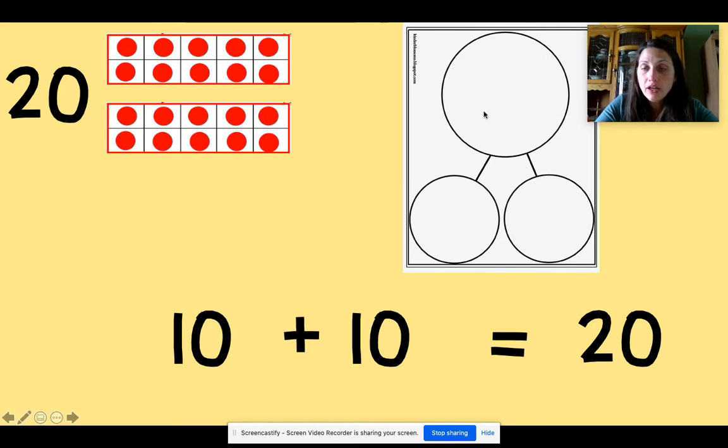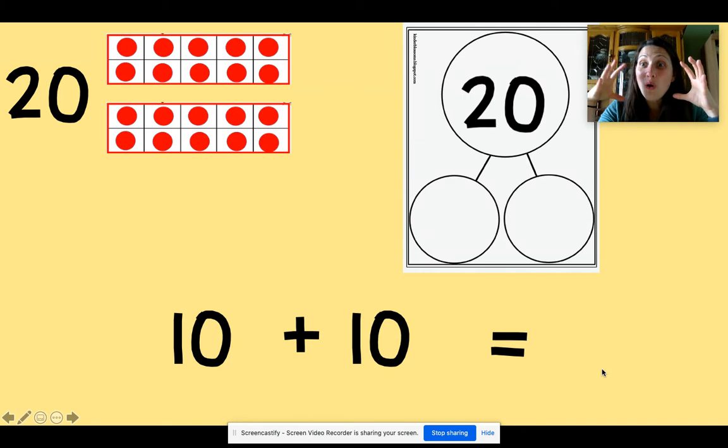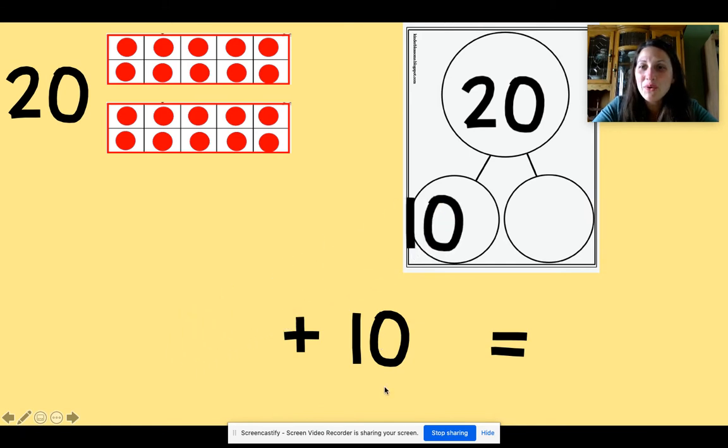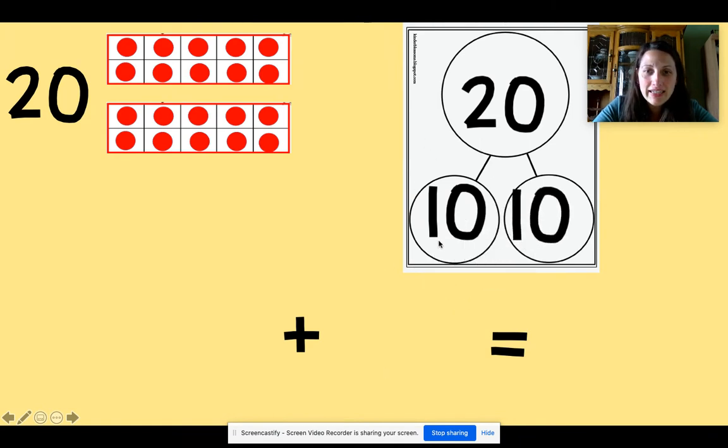Which number goes in the top circle, which is our whole number? It's 20. 20 is our whole number. And which 2 numbers are the parts? Well, we have a 10 and a 10, and those are both the parts that make up 20, because 20 is 10 and 10. Okay, let's start practicing what we just learned with a piece of paper.